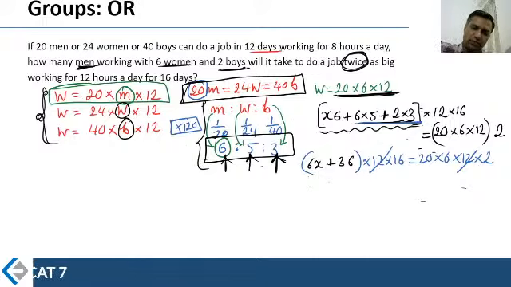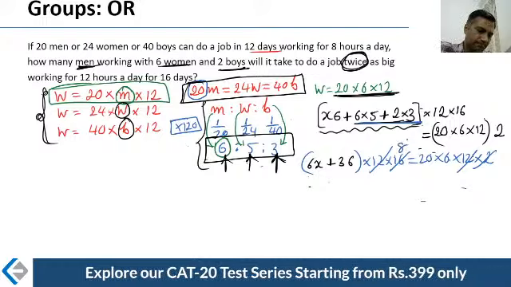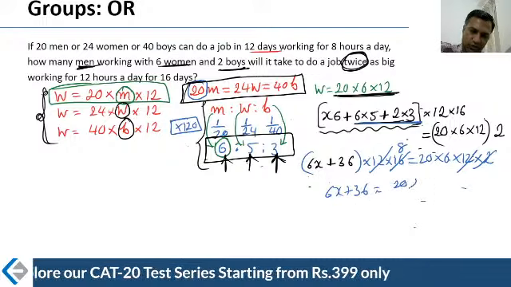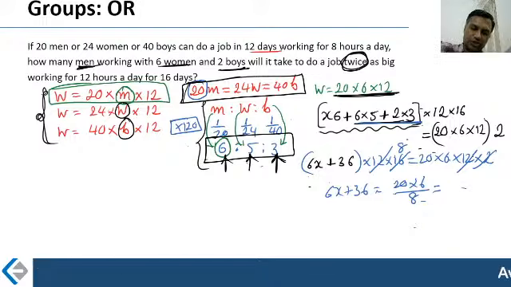All right, 12 gets cut off with this. Therefore this is 2 1 time and this is 2 8 times here. Then you can also work on the other part. Now therefore 6x plus 36 is also equal to 20 into 6 divided by 8. Complete cancellation is possible out here.